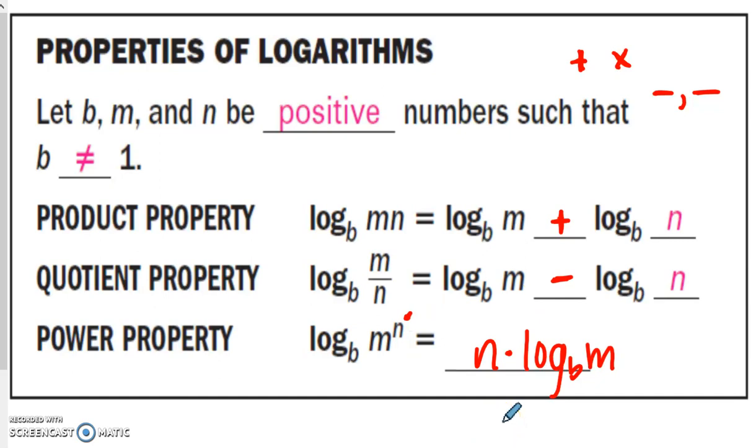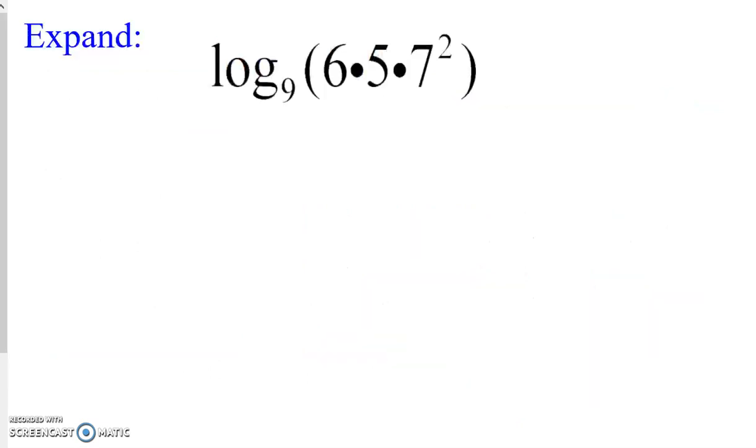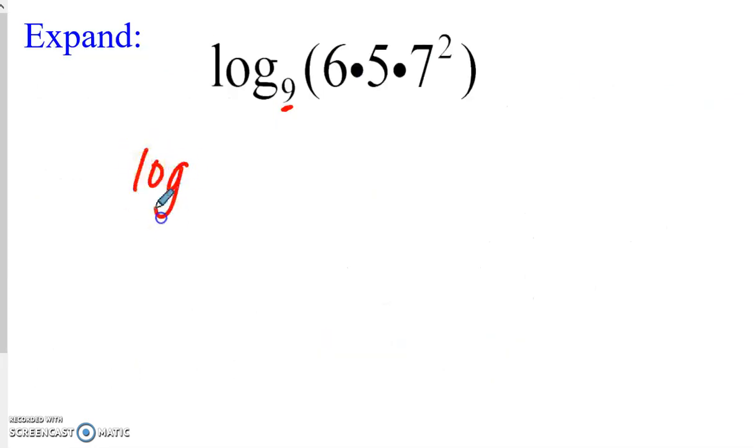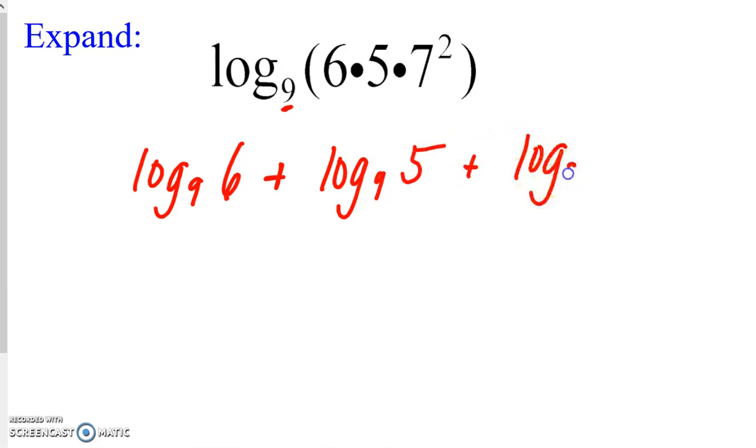Okay, so of course, what do we do best? We practice. So let's practice the product rule first. There's one log here, it's base 9, and they want you to expand it out. Well, if stuff's being multiplied together, then I'm going to expand it and use a plus sign. So I'm going to say log base 9 of 6. That's the first number. Then plus log base 9 of 5 is my second number, plus log base 9, the bases never change, of 7 squared.